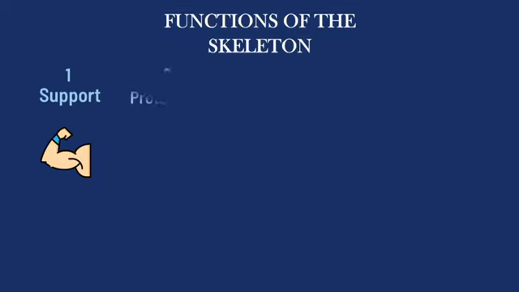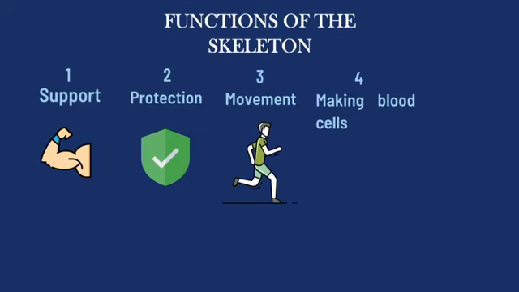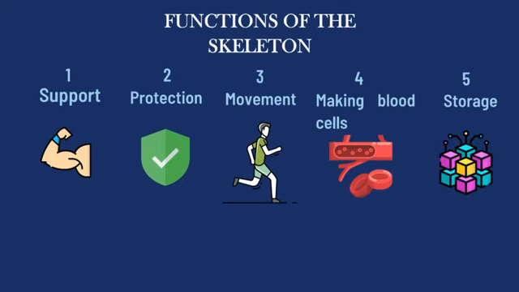Protection. The skeleton supports and protects your soft organs. For example, the skull protects the brain. Ribs in your chest help protect the heart and lungs. Movement. Bones work together with muscles to move the body. Making blood cells. Blood cells are mostly made inside certain types of bones. Storage. Bones store calcium. They contain more calcium than any other organ. Calcium is released by the bones when it is needed.